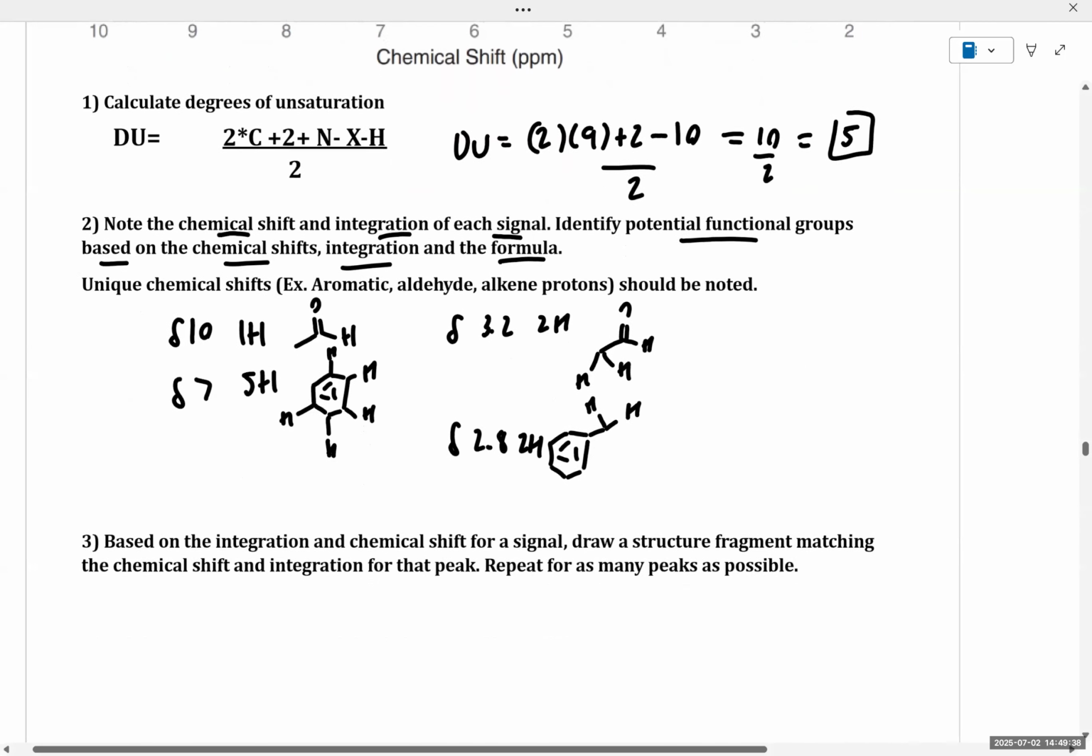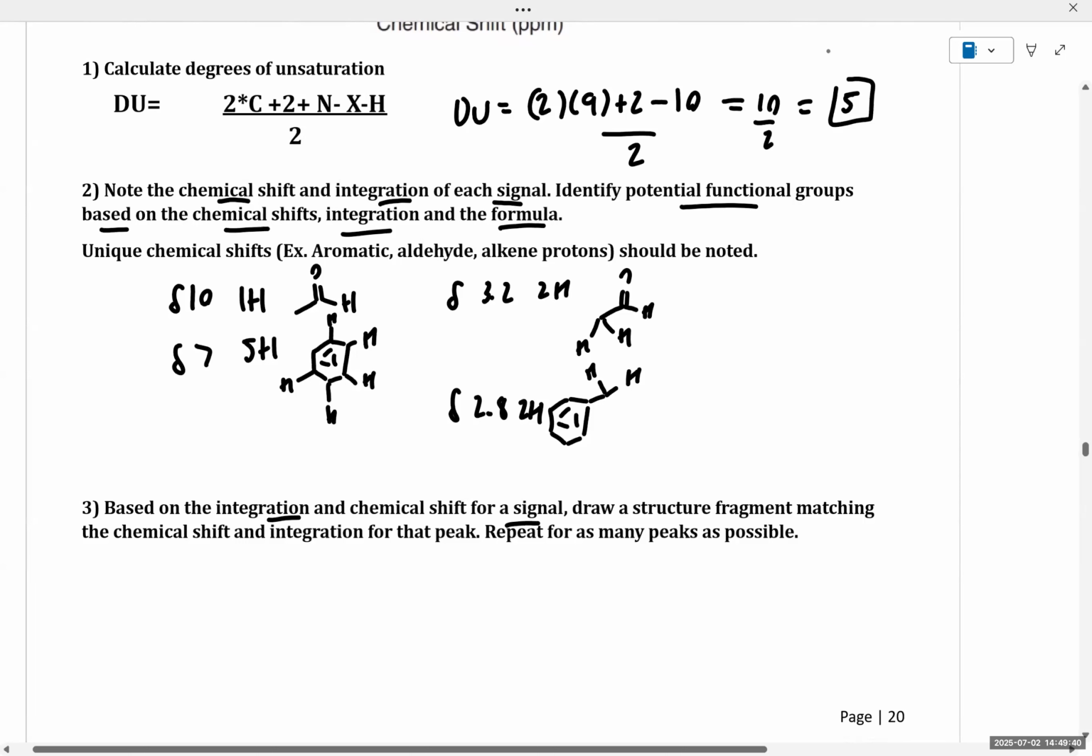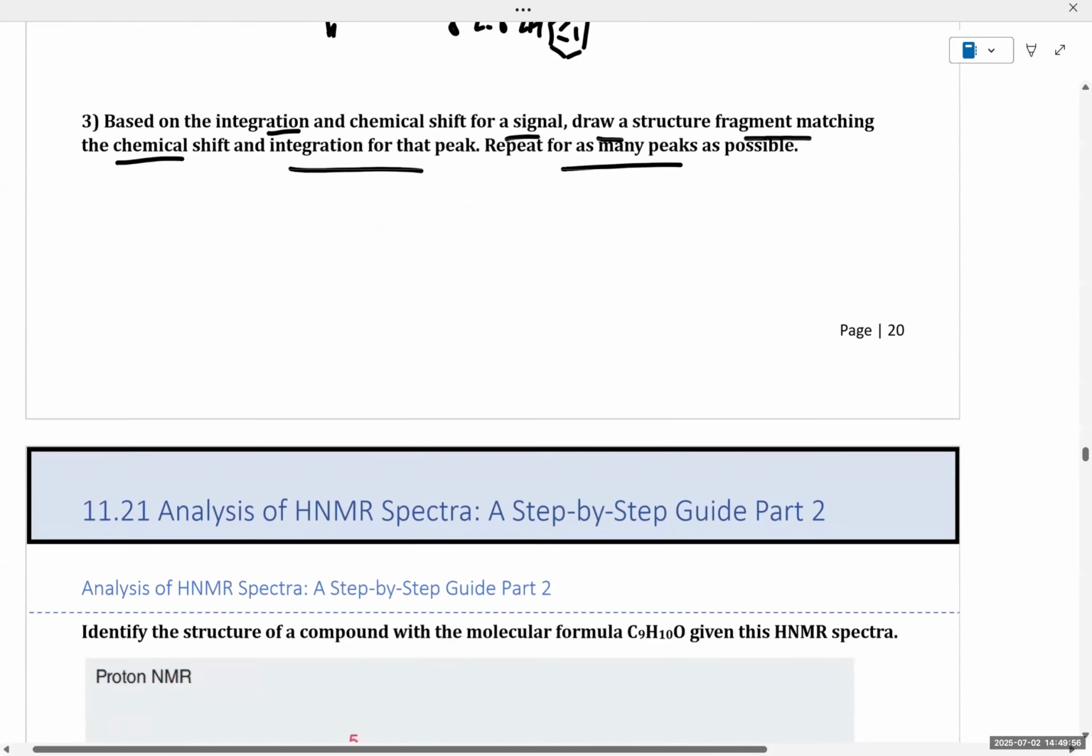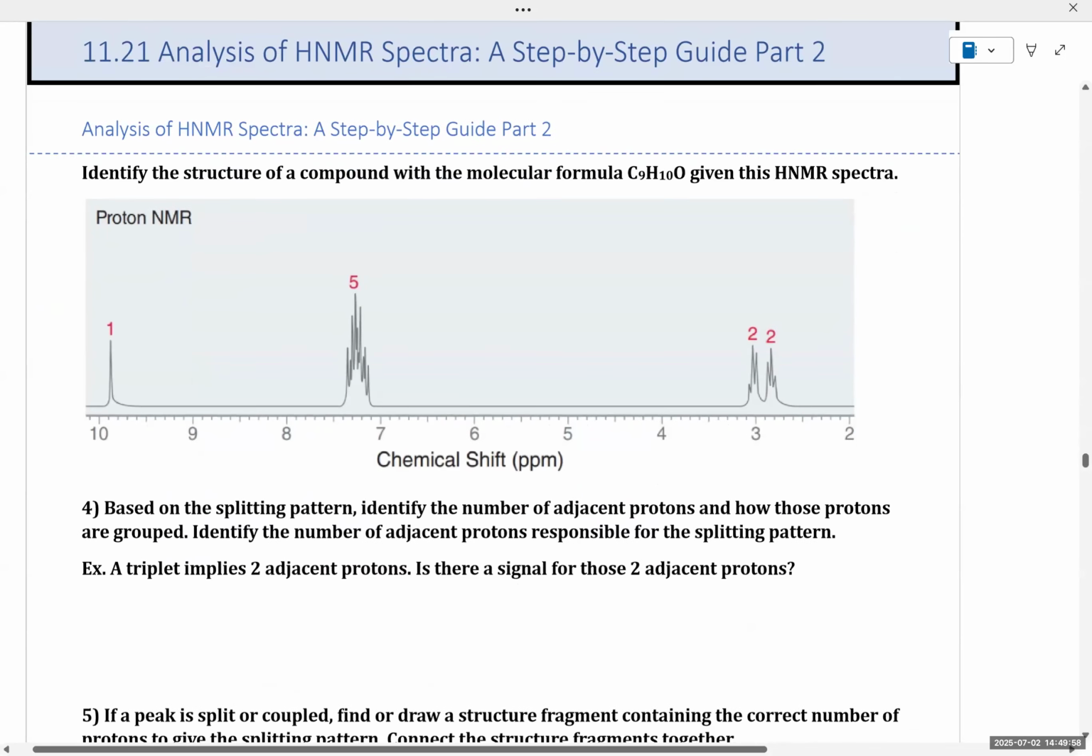So based on the integration and chemical shift for each signal, we draw a structure fragment matching the chemical shift and integration for that peak. We repeat this process for as many peaks as possible. As you can see, we've already drawn out our fragments. So let's now take those fragments and see what we can do with them. So again, we have this proton corresponding to the aldehyde, this set of 5 protons corresponding to our aryl ring.